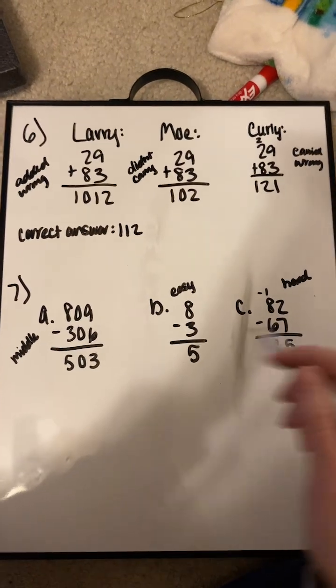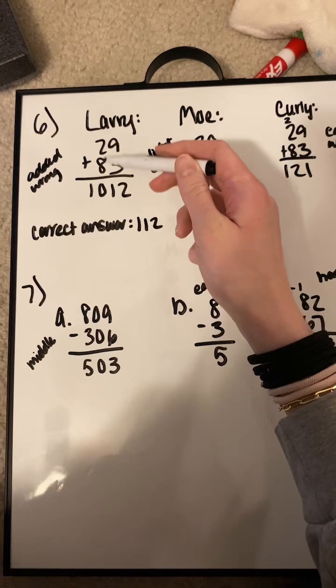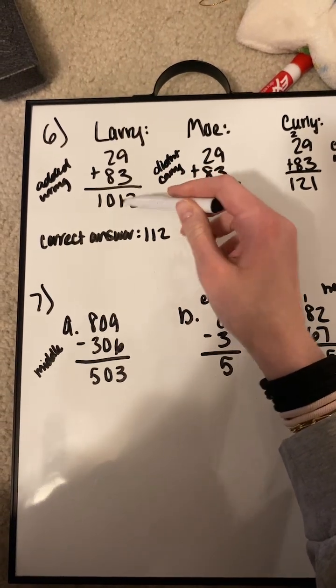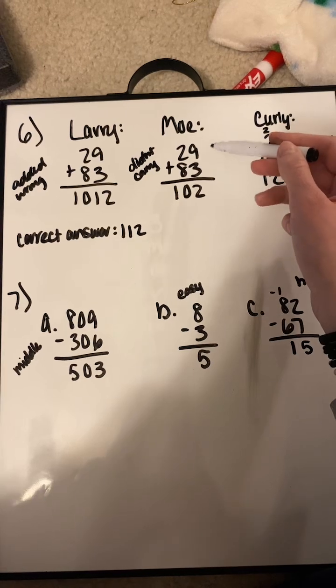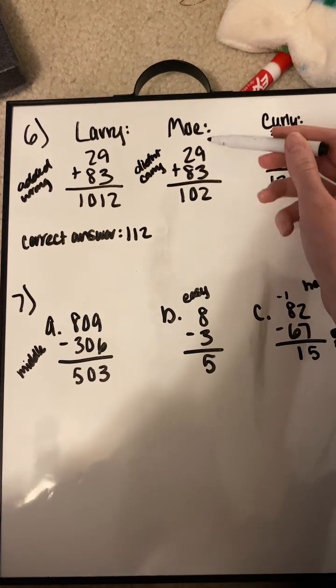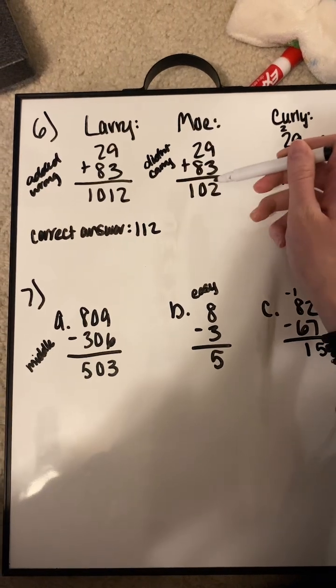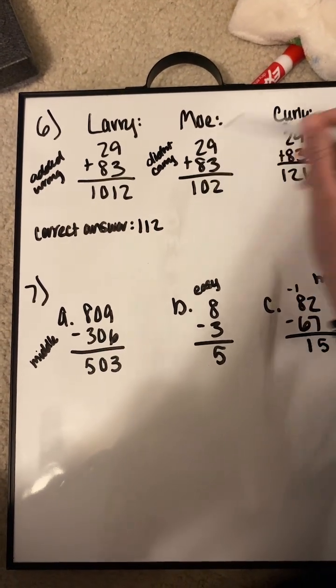So for number 6, Larry added wrong. He did 9 plus 3 equals 12, and then he did 2 plus 8 equals 10. So he did not do it right. Mo also did it wrong. He didn't carry over the 1. He did 9 plus 3 to get 12, but he didn't carry over the 1. He just wrote the 2 and then added 2 plus 8 to get 10.